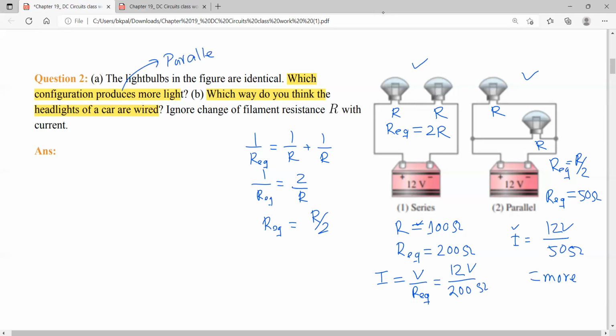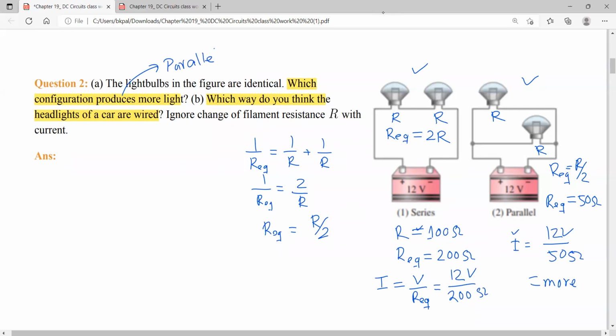Why is it the parallel connection? Because it produces more current. More current means more light.